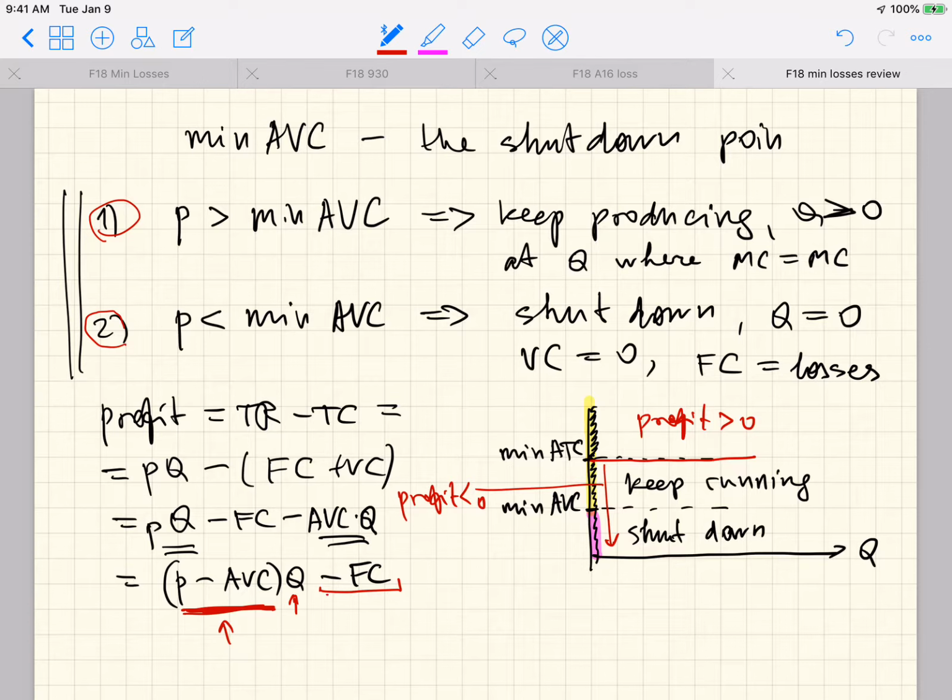So there will be minus FC minus something else, which we have here. And so our losses will be larger than just fixed cost. And we don't want that, because we have a choice to keep our company shut, in which case we'll be losing fixed cost. So we never want to lose more than fixed cost.